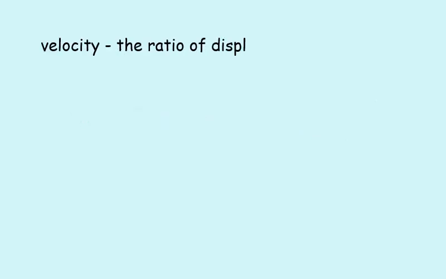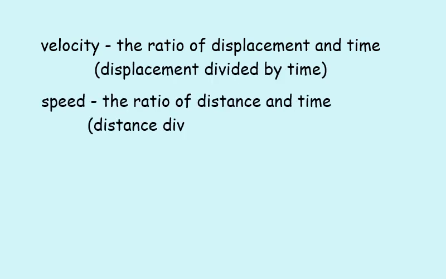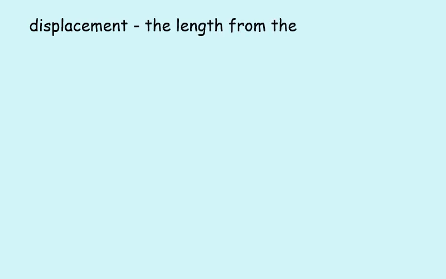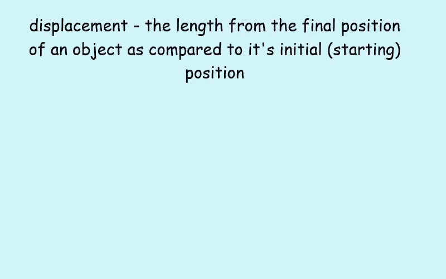Alright, so first of all, velocity is the ratio of displacement and time, or in other words, displacement divided by time. And speed is the ratio of distance and time, or distance divided by time. So what's displacement and what's distance? Displacement refers to the length from the final position of an object as compared to its initial or starting position.